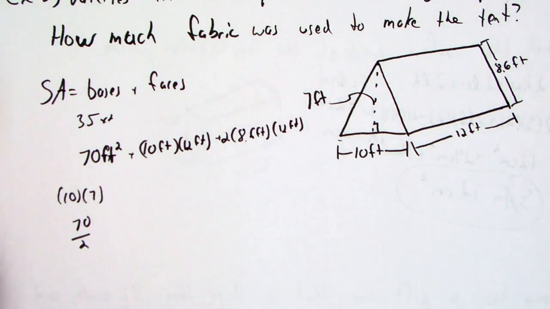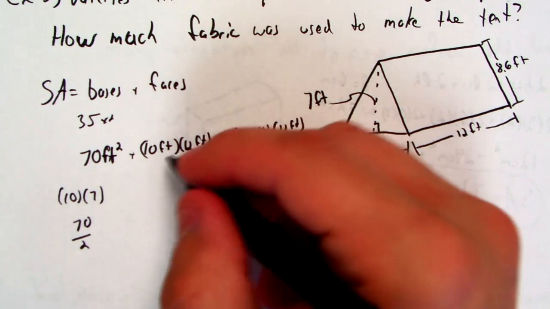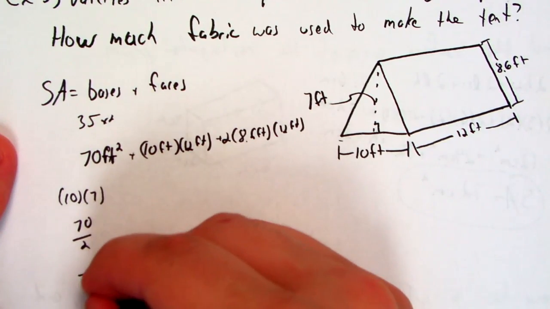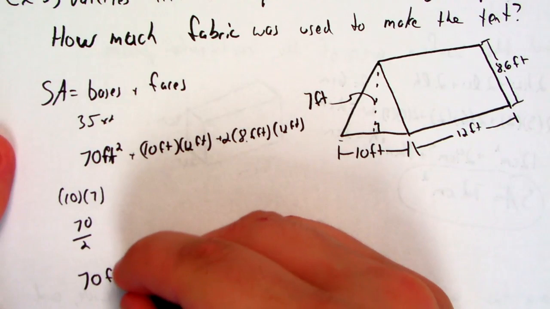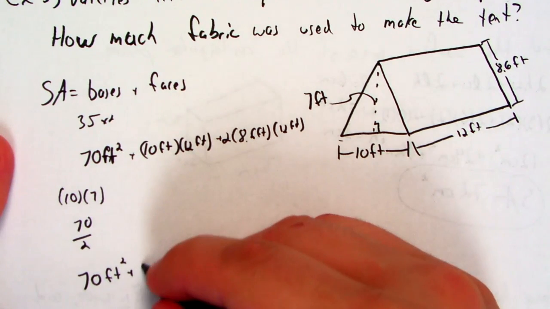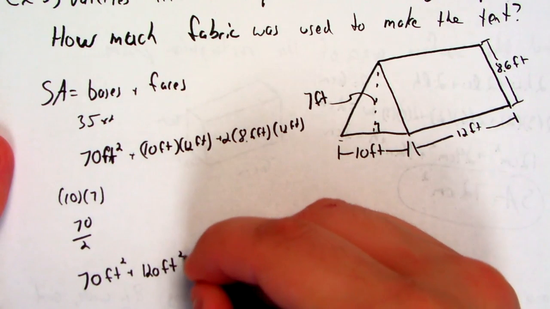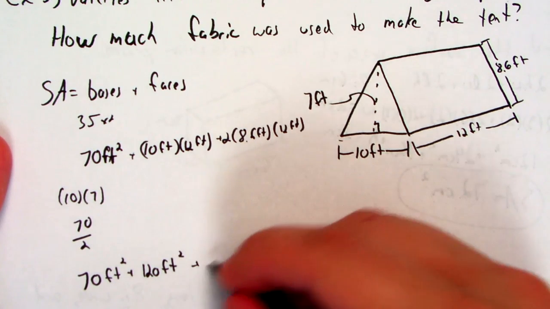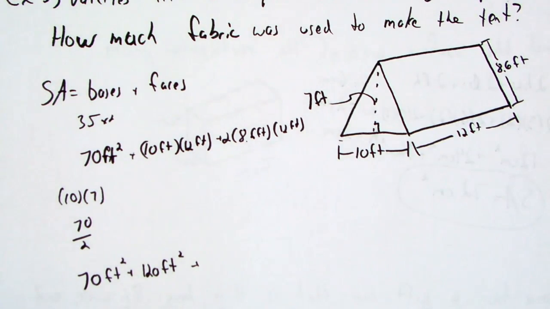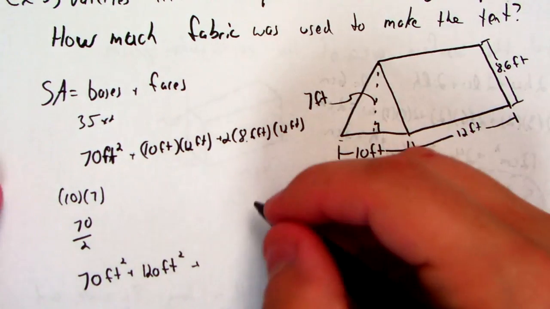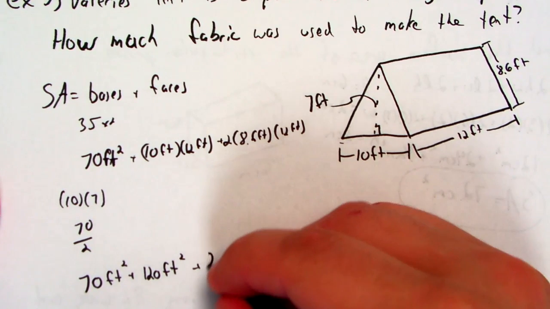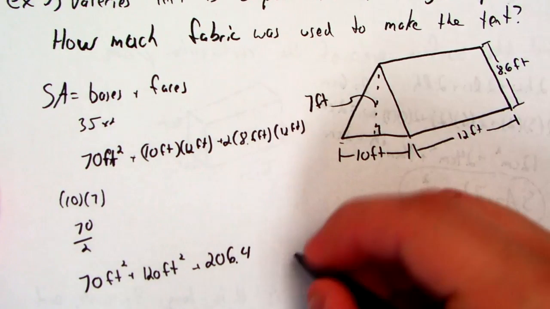So if I go through and do this, 10 times 12, so I'm going to start writing stuff down here. 10 times 12 is 120 square feet. And this one is going to be a little bit more tricky, but 2 times 8.6 is 17.2. And then times 12 is going to be 206.4 square feet.